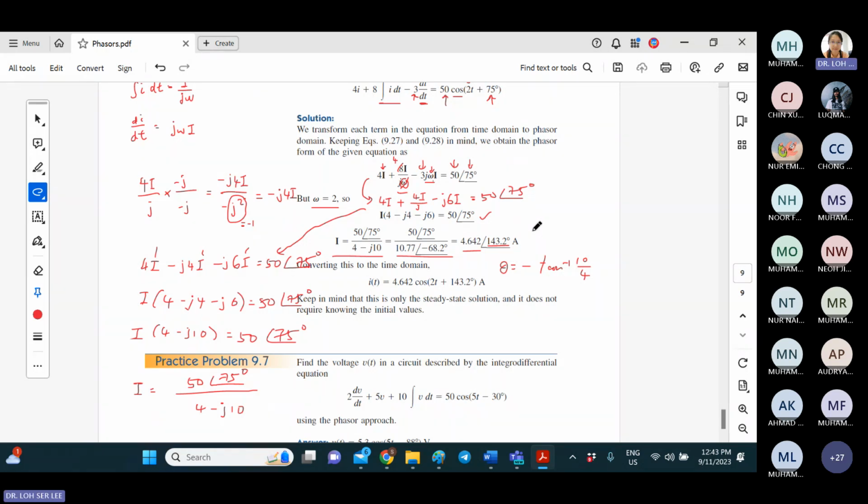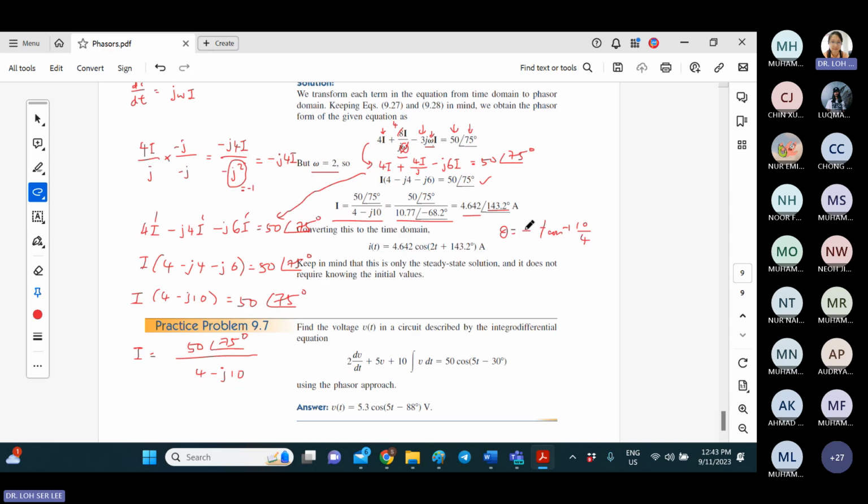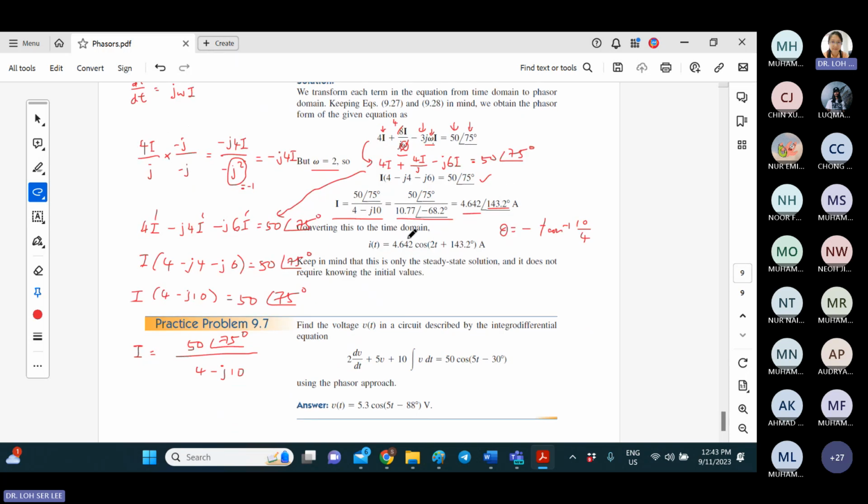We want to get the answer in time domain. This question is displayed in time domain, so your answer must be in time domain. So from phasors, we want to change back into time domain. This is I, so this is Im. This is your Im cos, omega t is 2t now because you are given the value now. So 2t plus phi. Okay, and the unit is ampere.